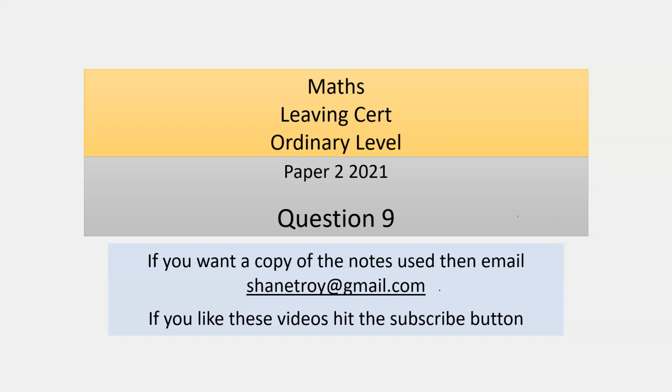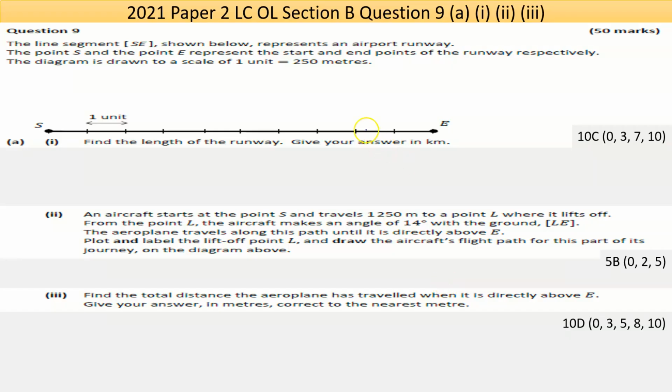Okay, so if we get stuck in. Question 9 here has a lot of text, like all the longer questions have. This is the third question of section B, and it says the line segment SE. So I look down here at the diagram. There's a segment S as far as E. Okay, that's what's going on.